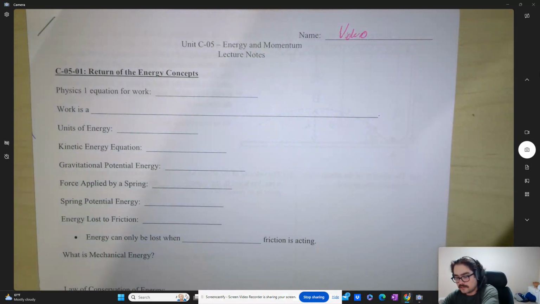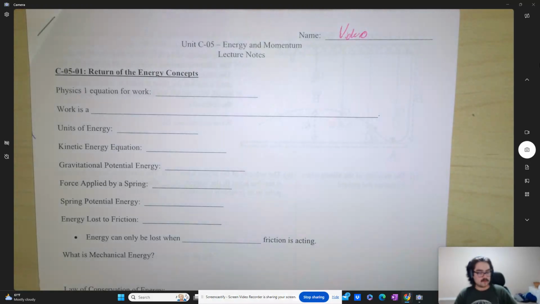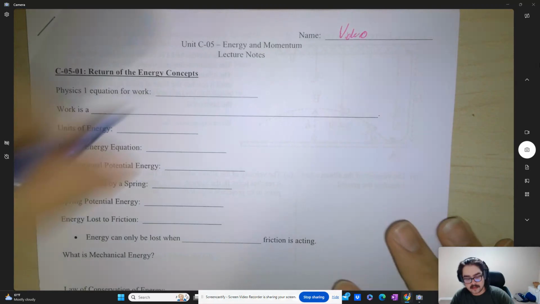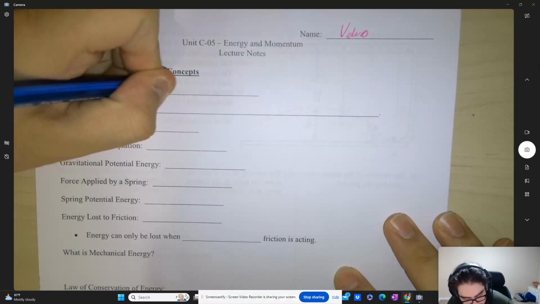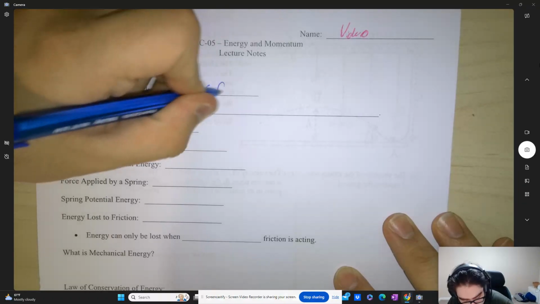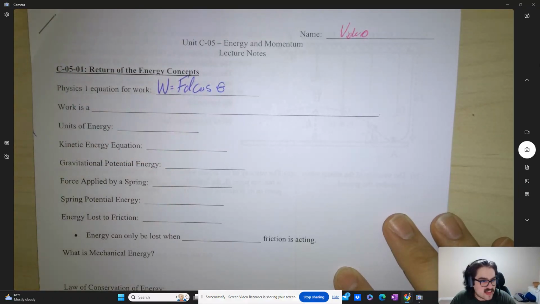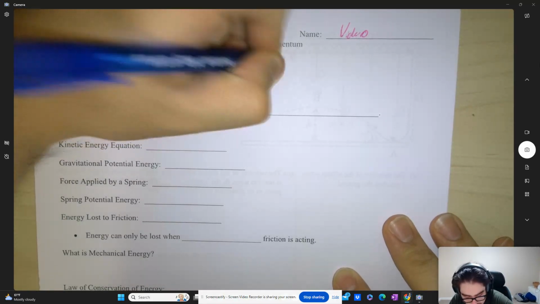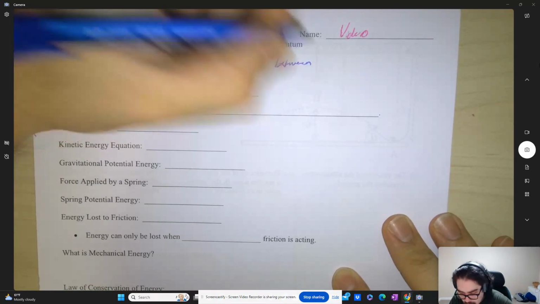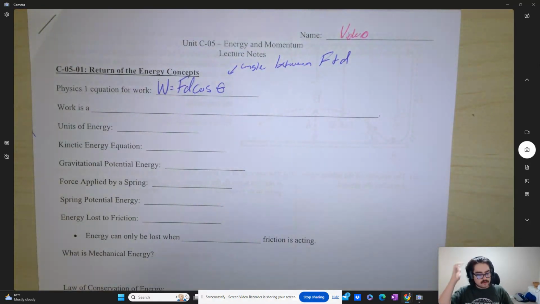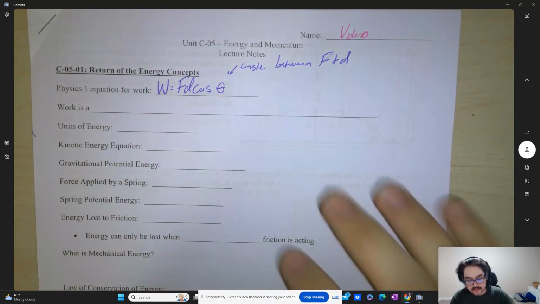Okay, we're going to start by talking about some basic energy concepts that we went over in Physics 1. First off, starting with the equation for work. You learned this equation in Physics 1. Work is equal to F d cosine theta. You might also see it like F x cosine theta sometimes. And theta, really quickly, is the angle between force and distance, okay?